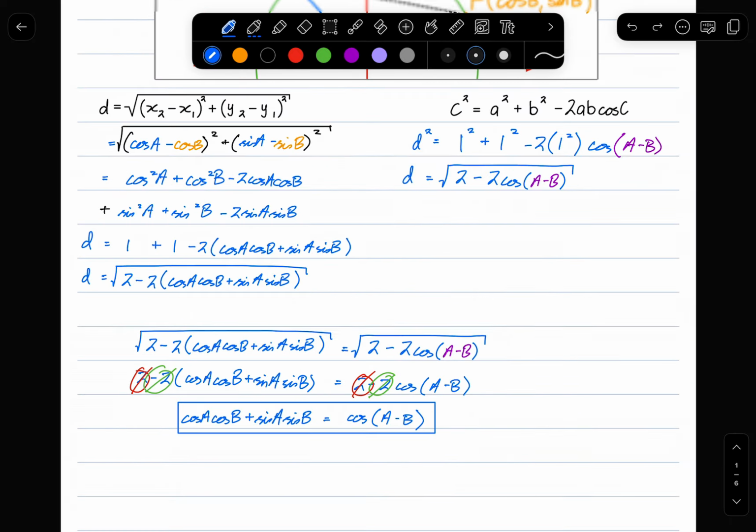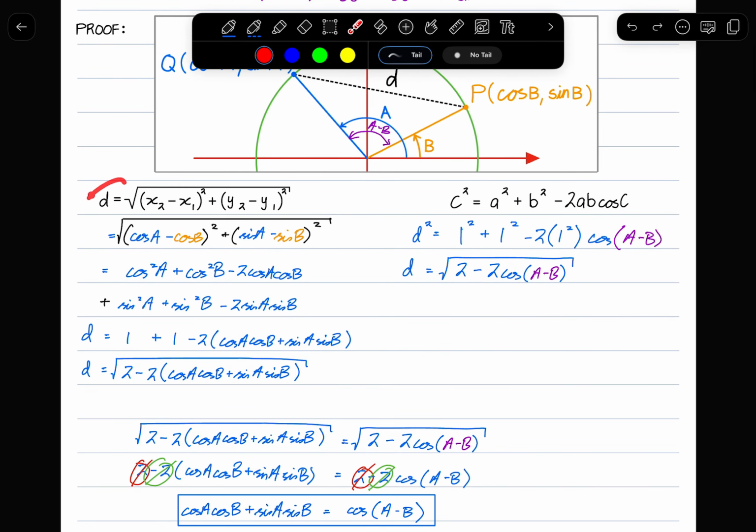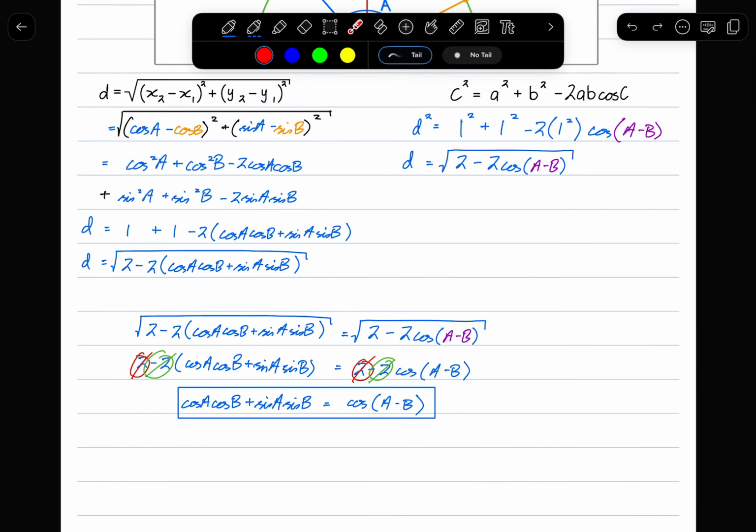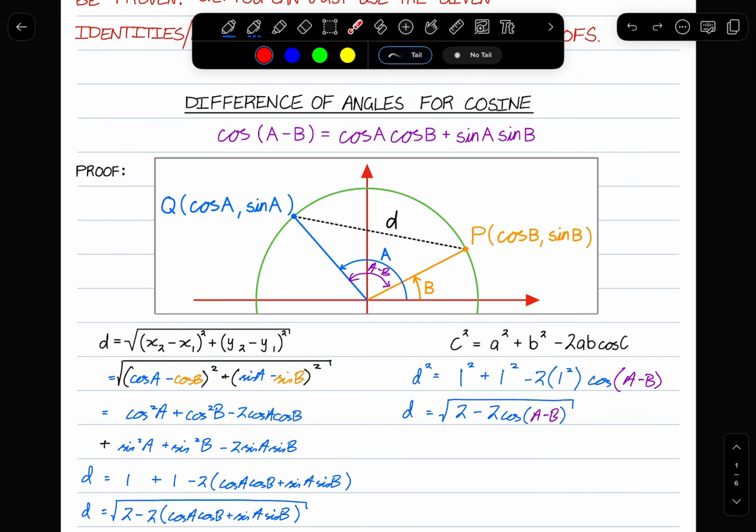And I hope this has shown you that this identity doesn't come from nowhere, that it is a proof that can be established using prior information that we have. In this case, distance in Cartesian form and the distance using the cosine rule. So I hope that's giving you an insight into the proof of the difference of angles for cosine.